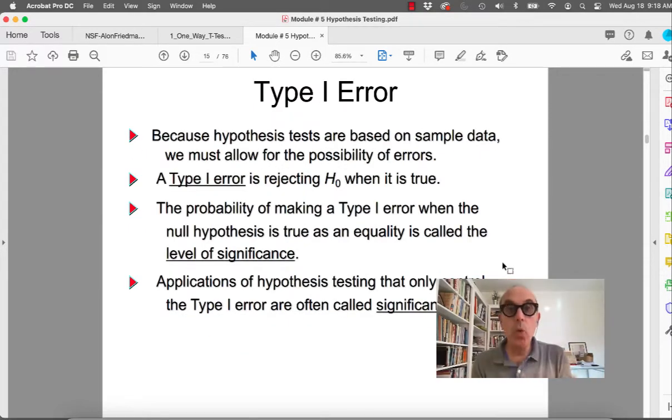But with that, we also have some errors. The most common error is the type 1 error. Because hypothesis testing is based on sample data, we must allow for the possibility of error. Type 1 error is rejecting the null hypothesis when it's true. The probability of making a type 1 error when the null hypothesis is true is equal to the level of significance. Applications of hypothesis testing that only control the type 1 error are often called significance tests.